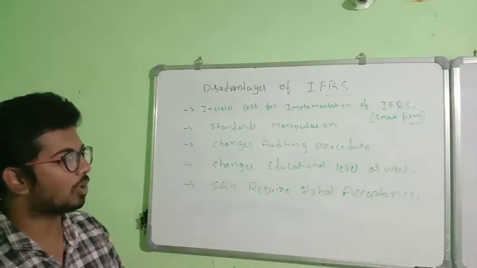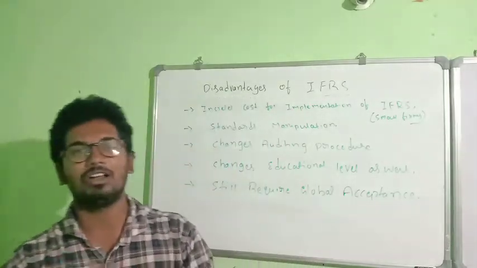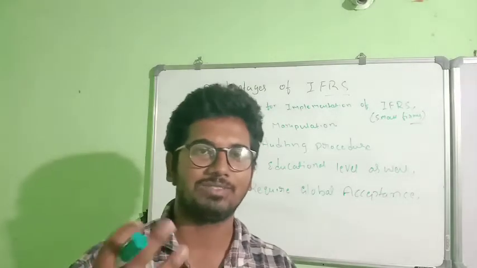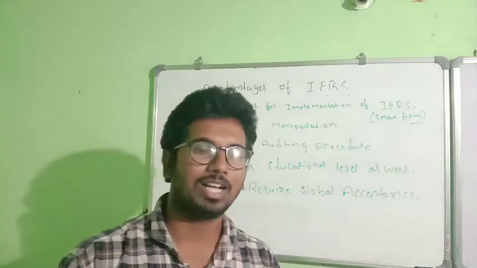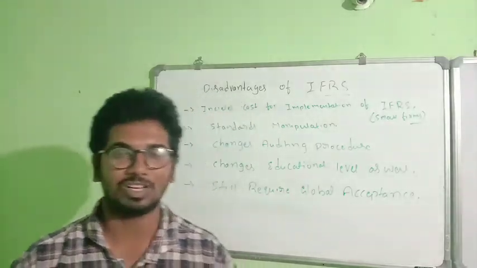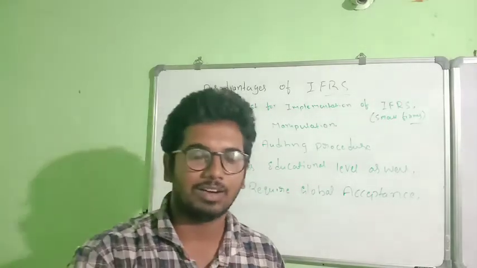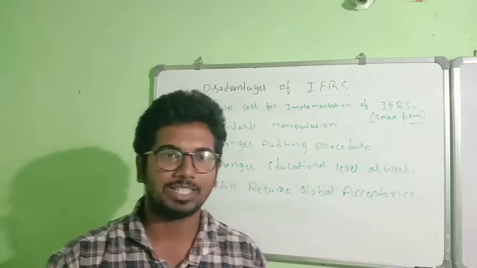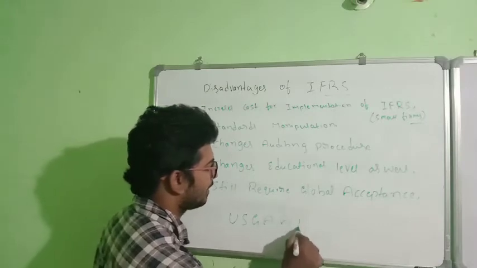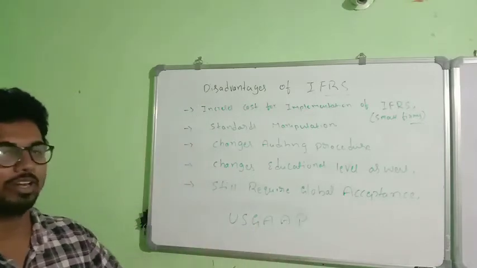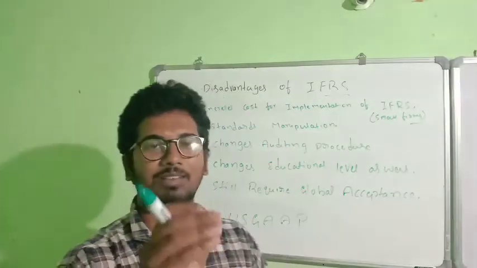Then, it still requires global acceptance. We always compare our rupee with the dollar because we do more transactions with the US. Still, the US has not accepted the IFRS standards. IFRS started from 2006, and almost globally there is a single set of standards. But still the US companies follow US GAAP, United States Generally Accepted Accounting Principles. So they have not converged with IFRS. They have their own set of standards, and they are still implementing that.